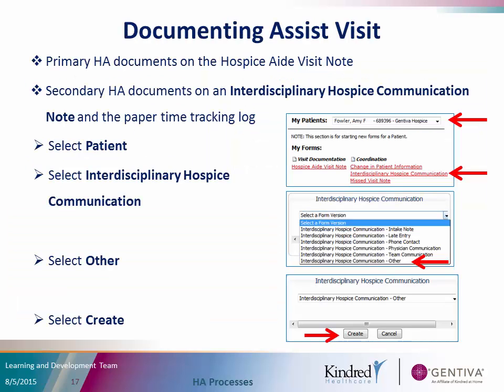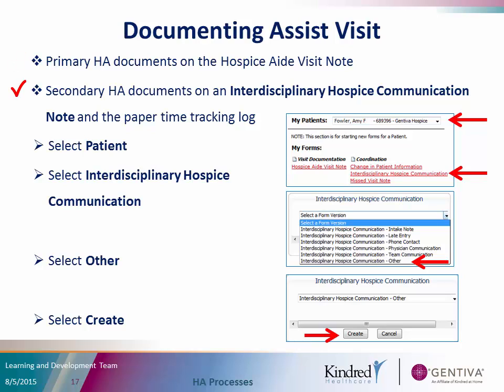From time to time, you may need to assist another hospice aide during a visit. In this circumstance, one hospice aide would be considered the primary and the other secondary. Here's how you would document the visit with an assist. The primary hospice aide documents on the hospice aide visit note that we covered earlier.